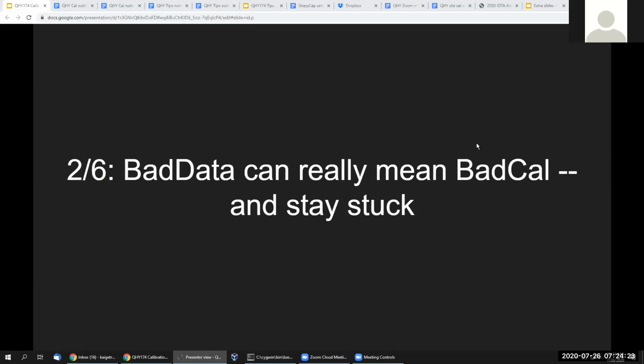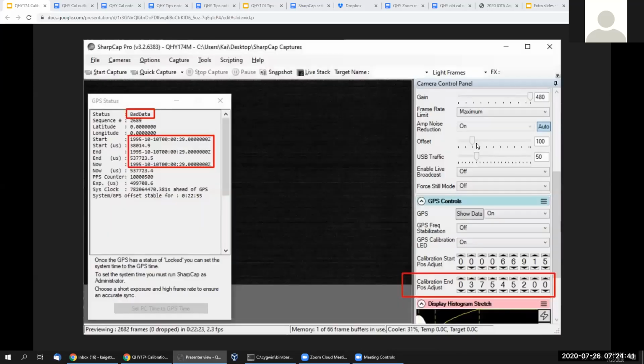The second of 6 problems. Bad data actually can really mean we have bad calibration and stay stuck. This is insanely complicated, and I will try to not spend a lot of time on it because I will probably leave you in the weeds. But there's a way around this, but it can be really insidious. So we know to look for the bad calibration, reduce End Pos error. Great. But sometimes when we see bad data, it can mean we're actually in the same situation.